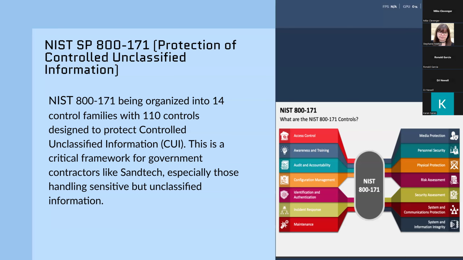personnel security screens personnel and enforces security policies; physical protection protects physical access to CUI and IT systems; risk assessment identifies and mitigates security risks; security assessment conducts regular security evaluations; system and communications protection ensures encrypted communication and secure system design; and lastly, system and information integrity detects and mitigates system vulnerabilities.